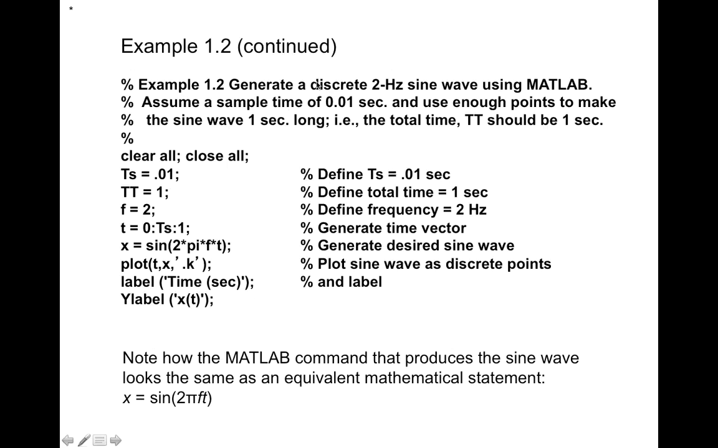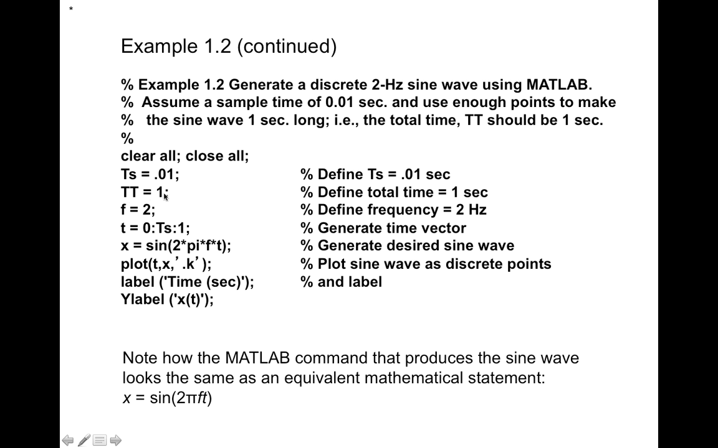So here's some code that does what we were asked to do. This first line basically just clears and closes all previous things that were in MATLAB. And then we define our sampling time to be 0.01 seconds. So t sub s is equal to 0.01. The semicolon in MATLAB is used because MATLAB has an automatic echo. And if you don't use the semicolon, it will echo back to you the command.